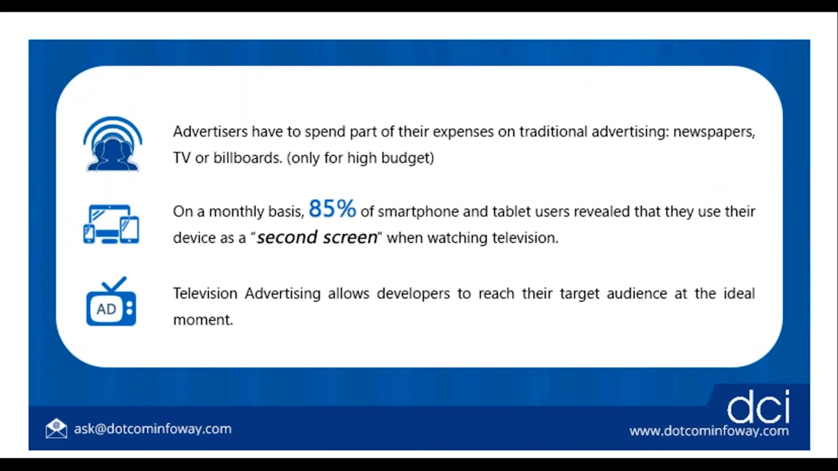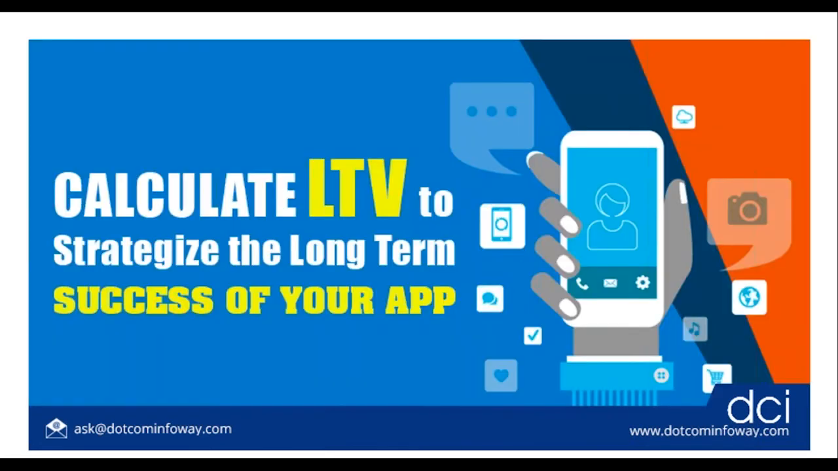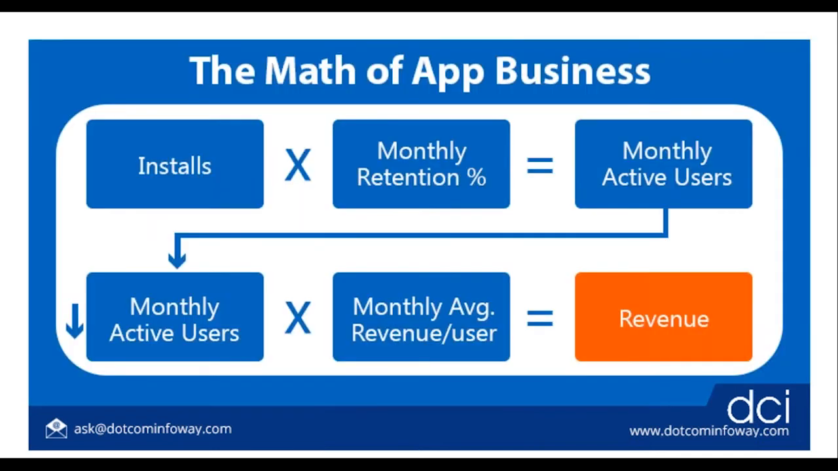Following that, this slide is about calculating the lifetime value and strategizing the long-term success of your application. This is simple math about the app business. Installs into monthly retention give you the monthly active user stats, and then monthly active users into monthly average revenue per user provides you with the revenue of your application.